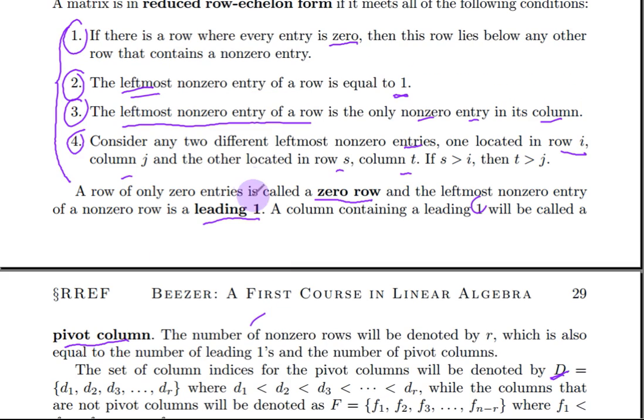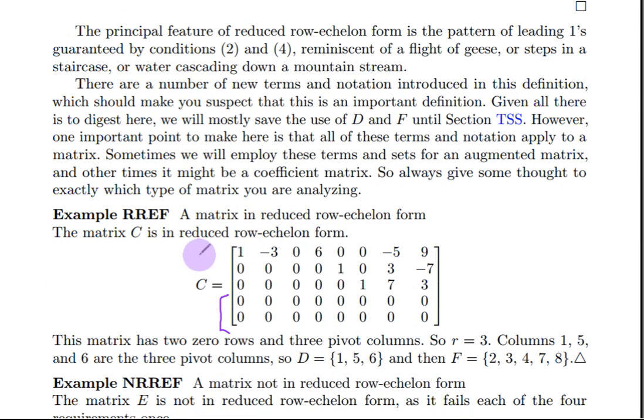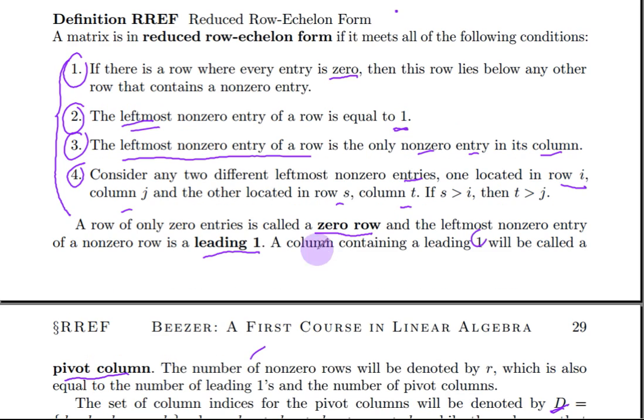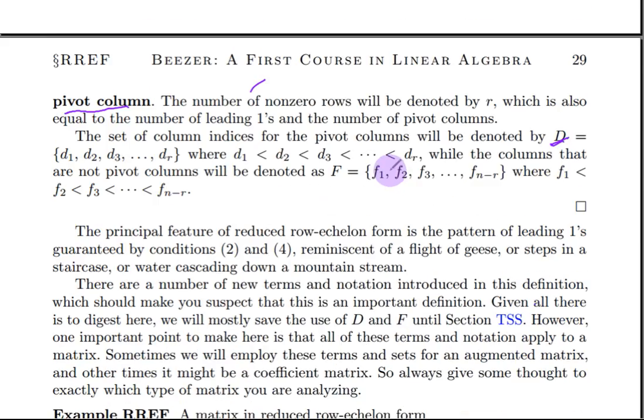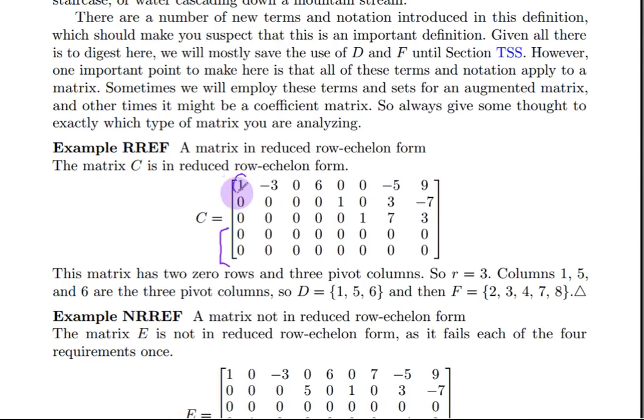Second condition, the leftmost non-zero entry of every row is equal to 1. If you go along this row, first entry is a 1. Go along this row, first entry is a 1. Go along this row, first entry is a 1. So second condition checks out. The leftmost non-zero entry of a row is the only non-zero entry in its column. Let's check that. This one is leftmost, all zeros, check. This one is leftmost, all zeros, check. This one is leftmost, all zeros, check.